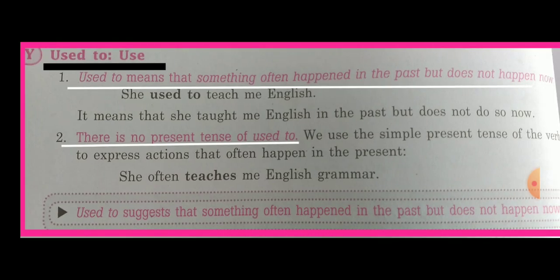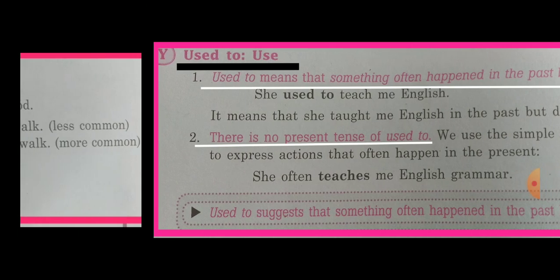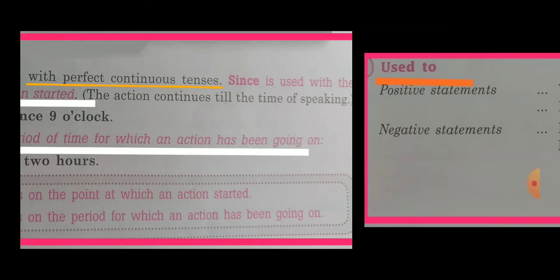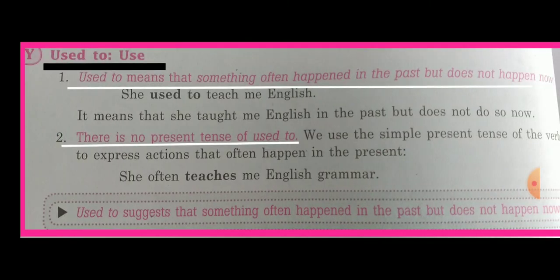Now, where do we use used to? Used to means that something often happened in the past but doesn't happen now. Means it's your past habit, not the present habit. There is no present tense of used to. That's why it is only used in simple past tense. So today we have learned the uses of used to and uses of since, for and perfect continuous tenses.